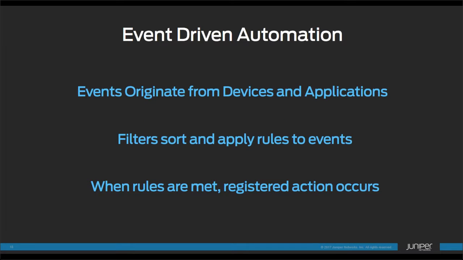Event-driven automation in a nutshell is very simplistic. The events themselves originate from either devices or applications that we have that run networks. We use filters to sort and apply rules to these events, and then when particular rules are met, we make some sort of registered action occur.